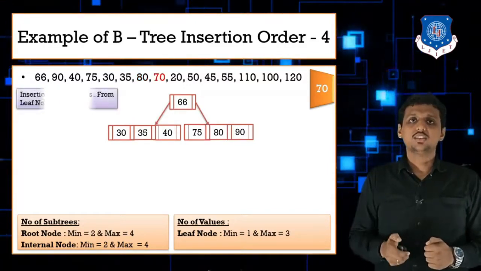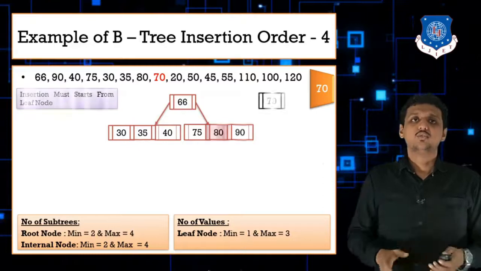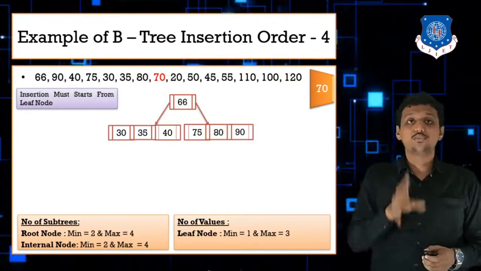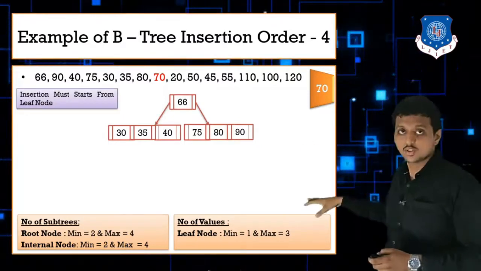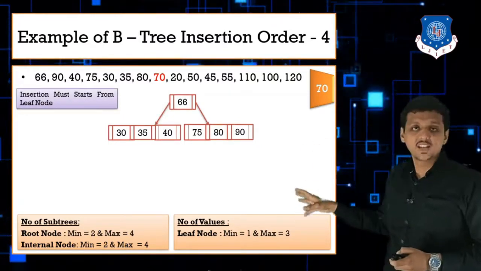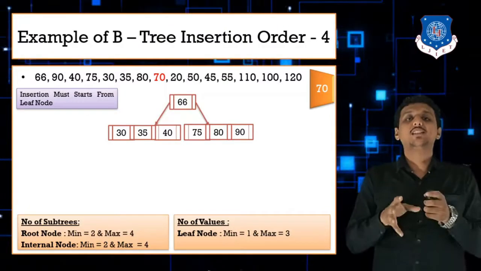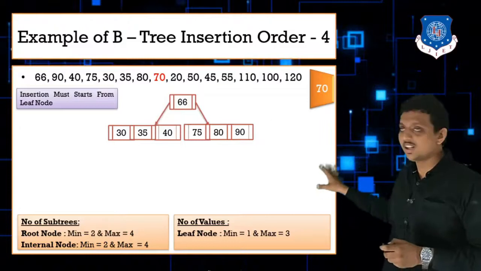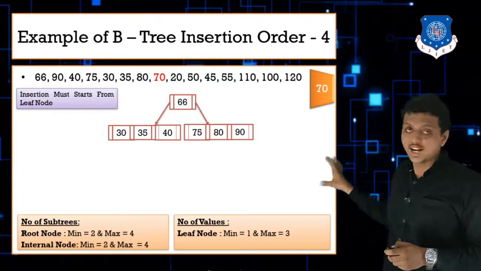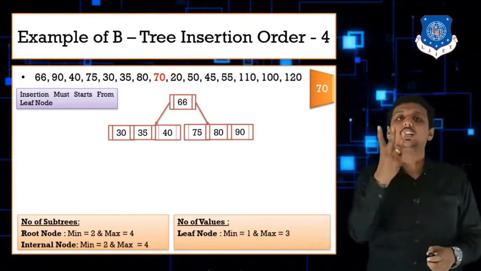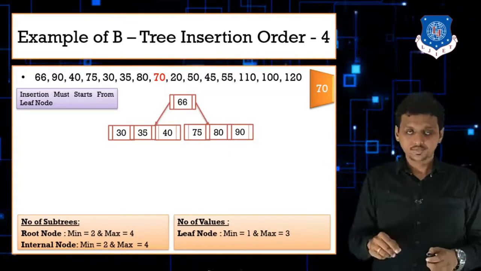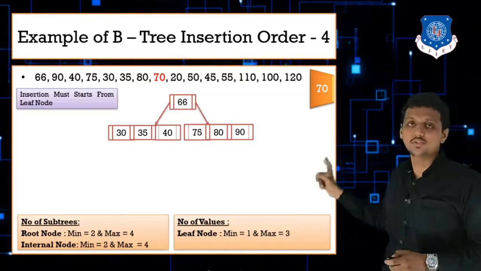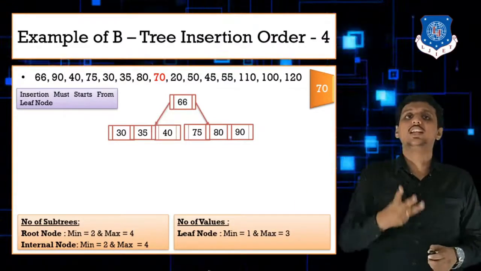Here for the 70, you need to start the values insertion from leaf nodes. That's why 70 can be inserted on the right side of the 66, but on the right side of the 66, students, we already have 3 values in one node. This node, the right child of 66, contains already 3 elements.